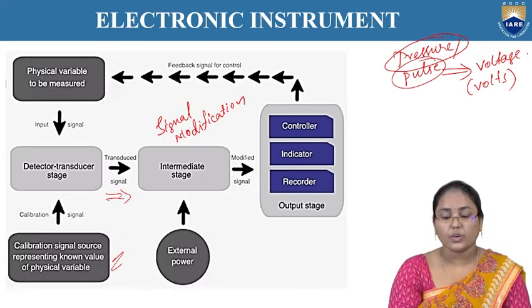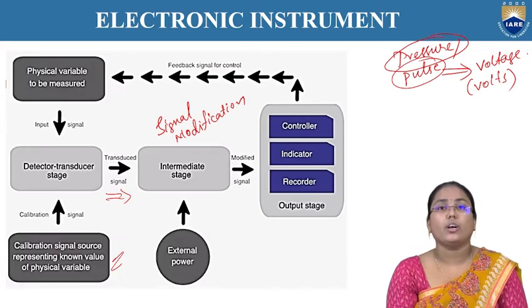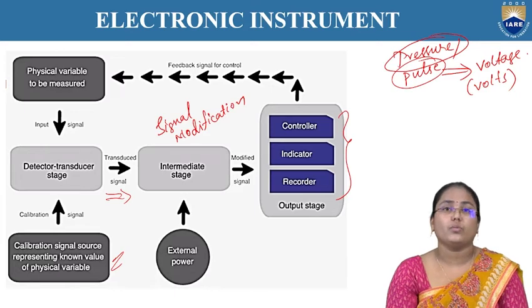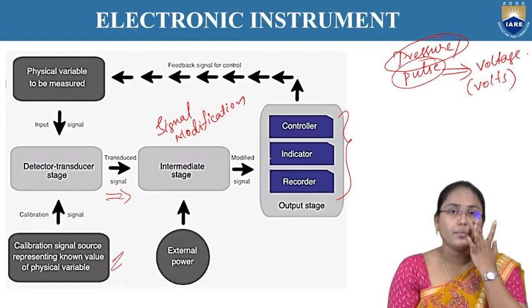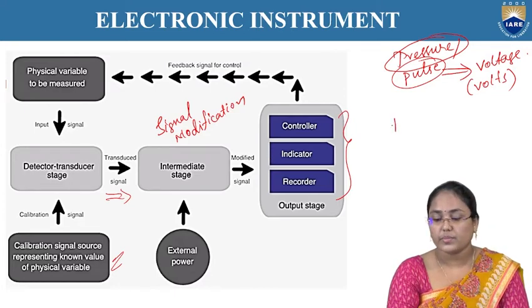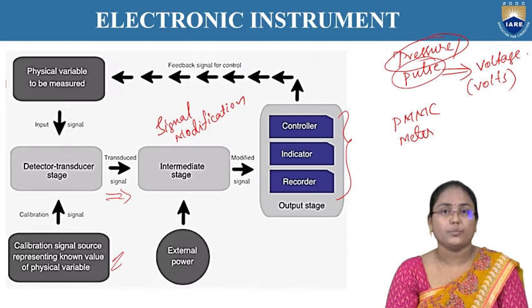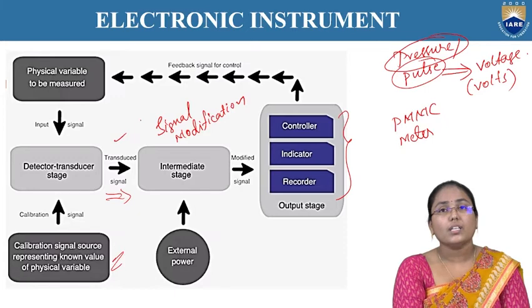So here in the output stage, I can take any of the processes. That is, it can be any controller, indicator, or recorder. Any of these elements can be taken as the output visualization block. For example, say it is an indicator. Indicator means majorly we'll use a PMMC meter. This PMMC meter can take DC values as an input only. So whatever signal is coming from the transducer, this signal has to be converted into some modified signal.